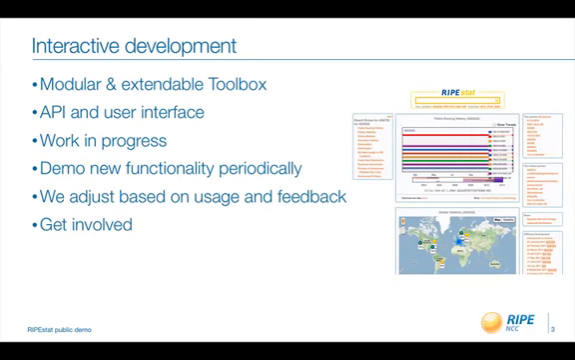So, interactive development: pretty much everything we do on RIPEstat, we seek feedback immediately. We want to find out if people like it, if people want it, if people are using it. So it's built in a modular way, so we can add in new building blocks based on what we think our users will want, what our users ask us to provide.